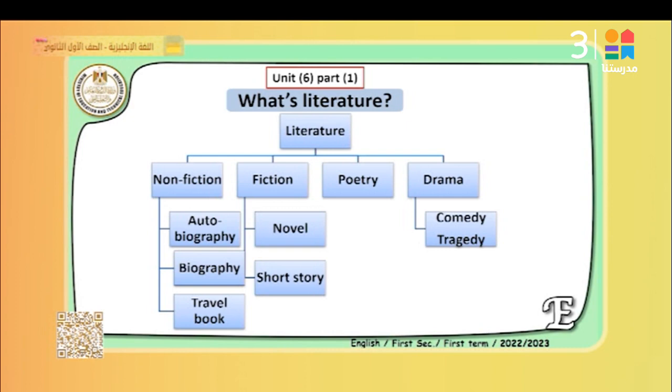So if you look at this diagram, you find that literature means fiction and non-fiction. In the part of non-fiction, you will find autobiography, biography, and the travel book. And in the fiction part, you will find novel, short story, poetry, drama, which is either comedy or tragedy.